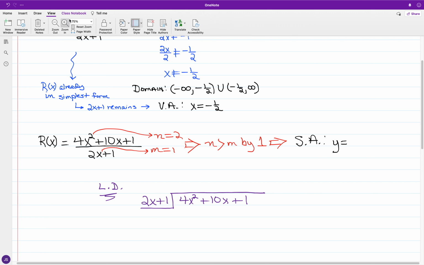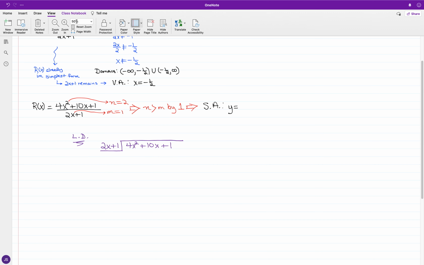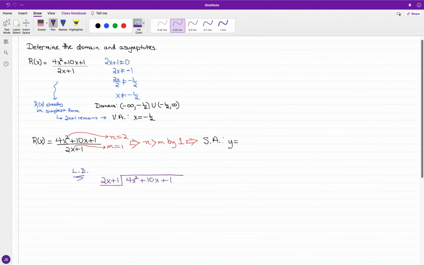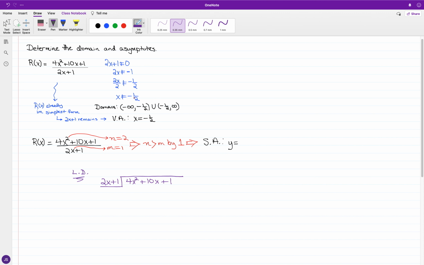And so for what we have in the process, again, for this rational function we have negative 1/2 excluded from the domain, and since the rational function is already in simplest form, the exclusion is the vertical asymptote. Now, again, we have a 1 degree difference between the numerator and denominator. And so there's going to be a slant asymptote, and we're going to have y equal to the quotient that results from taking 2x plus 1 into 4x squared plus 10x plus 1.